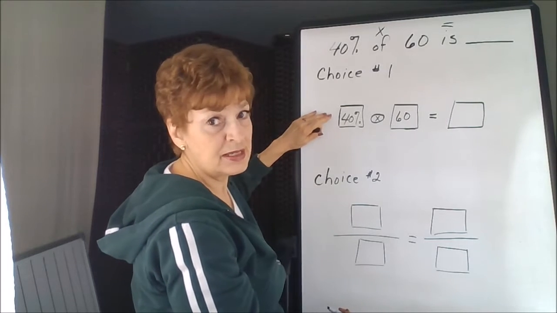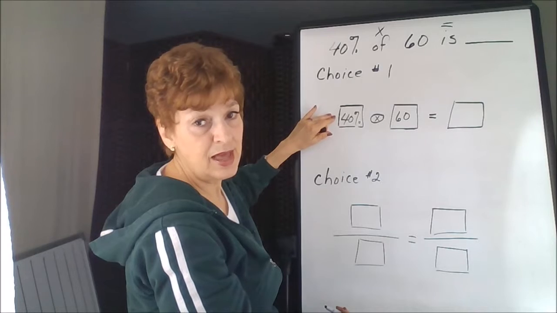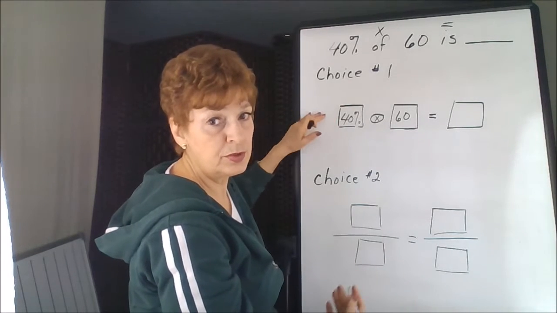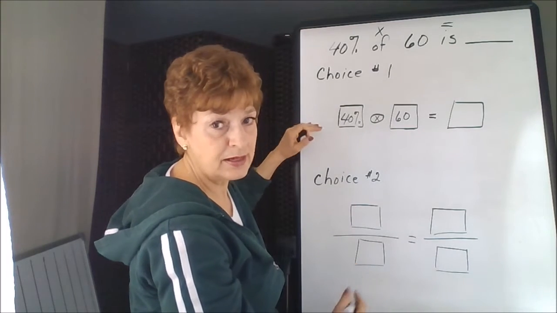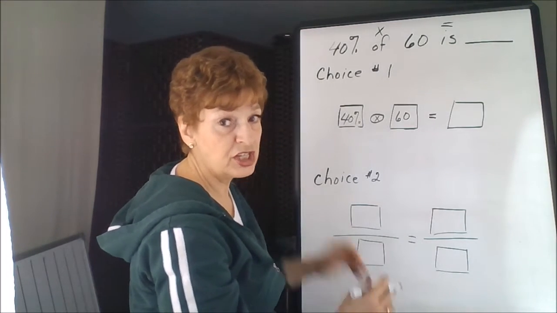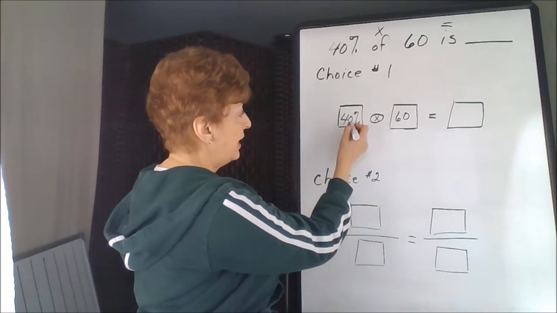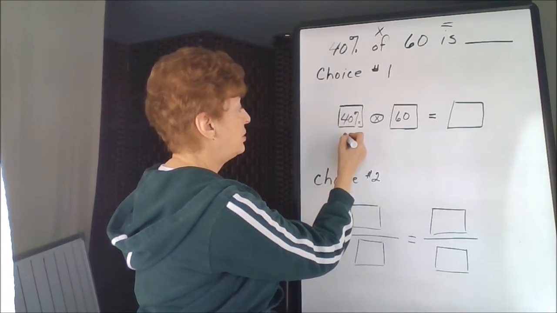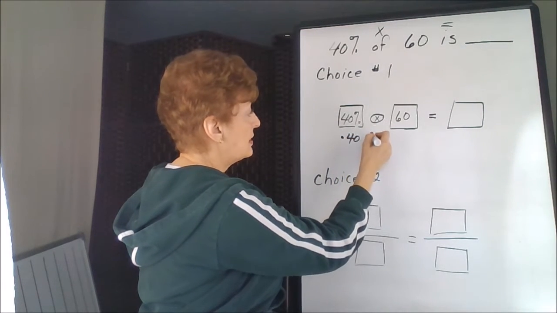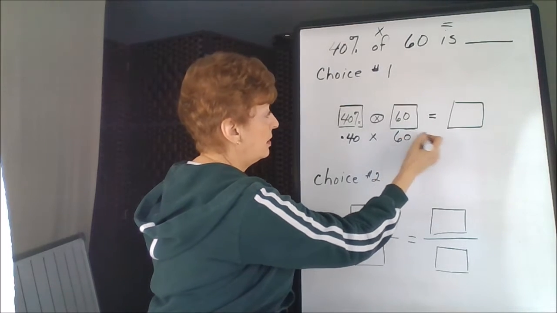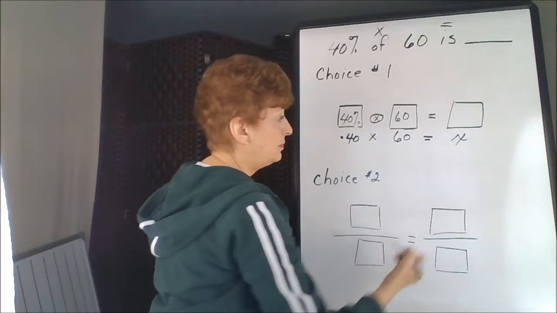If we chose this way of doing it, we would have to take our 40%. That is kind of a label. We really don't do much with the percentages with adding and subtracting, multiplying and dividing. We usually change them or rename them to either a fraction or a decimal. So I'm going to change this 40% into a decimal number, 0.40, times 60 equals some number here. We'll call it x.